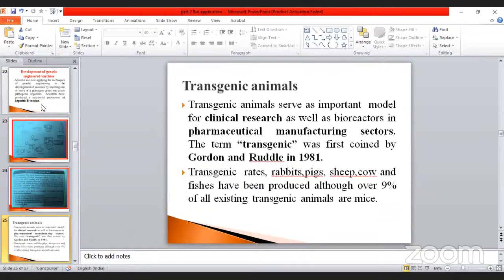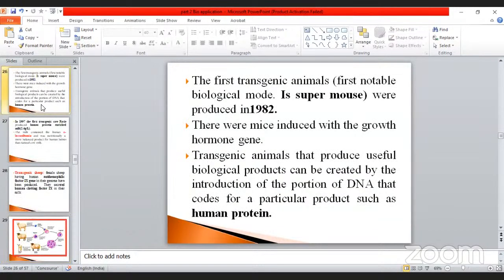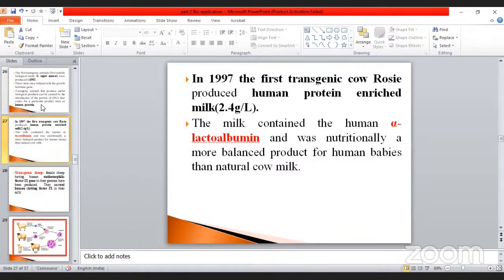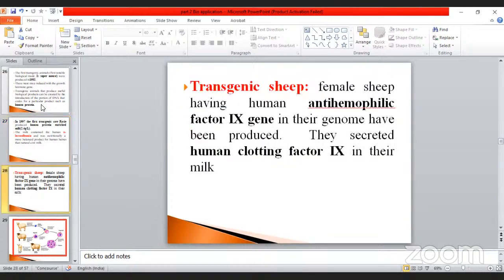Many animals have also been produced as transgenic animals: rats, rabbits, pigs, sheep, cow, and also fishes. Particularly 95% are mice, which we already discussed. The super mouse was produced in the year 1982. The first transgenic cow, Rosie, produced human protein enriched milk, 2.4 kg per liter. That content is alpha-lactalbumin protein, which is also very, very important.